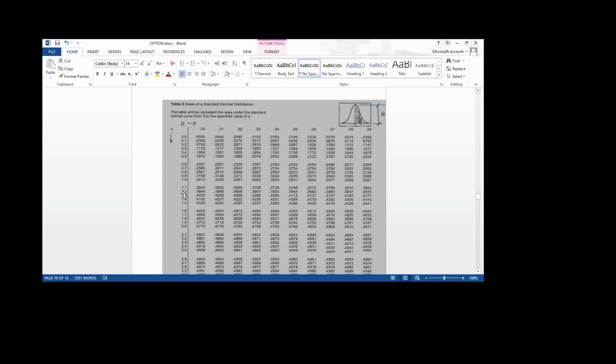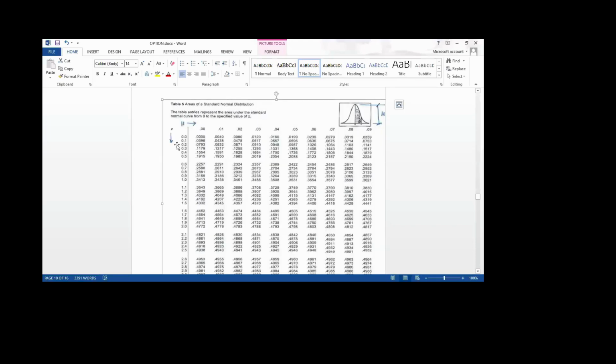Now, please look at my cursor. This is how you check. Look at 0.8, and I will now look under 2. That gives 0.2939. Don't bother about the 0.02, just pick under 2. That will give you 0.2939. All right, I will move back to the whiteboard.